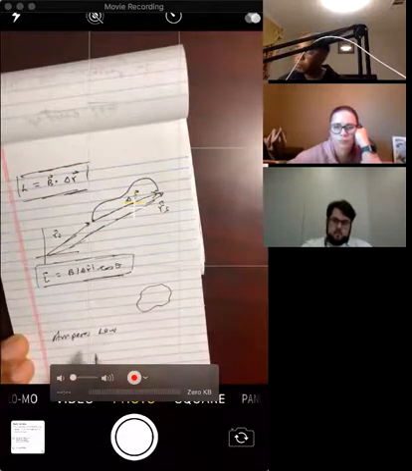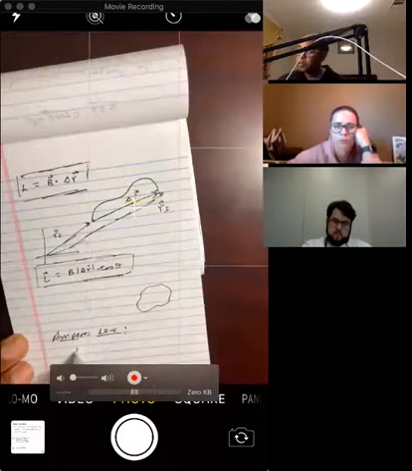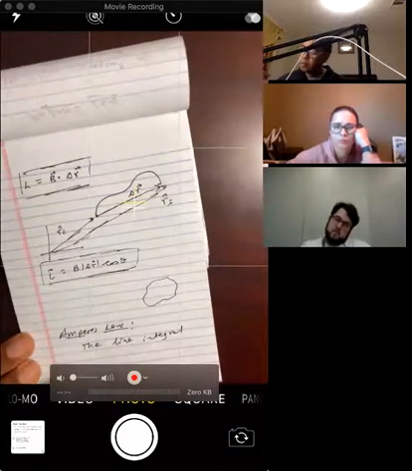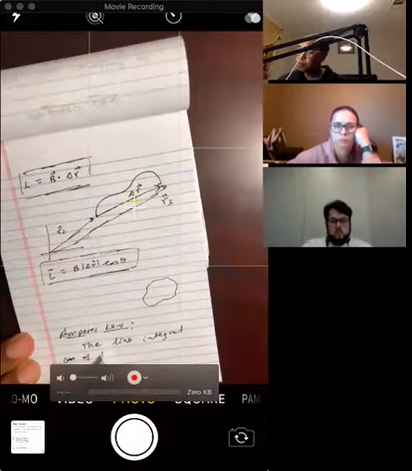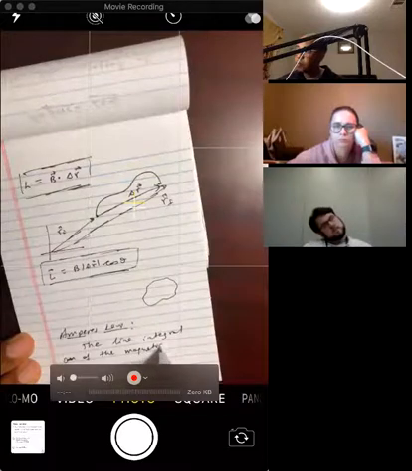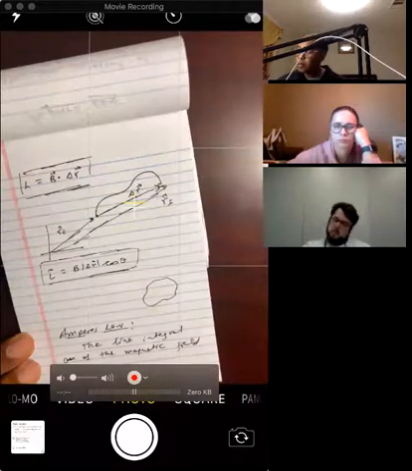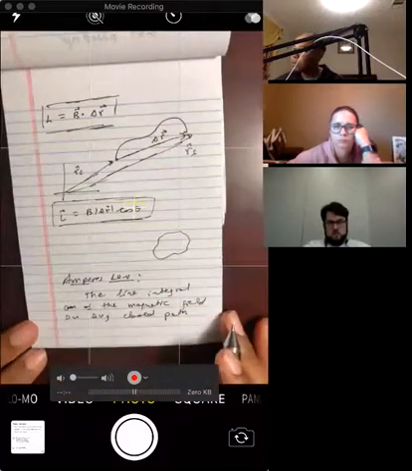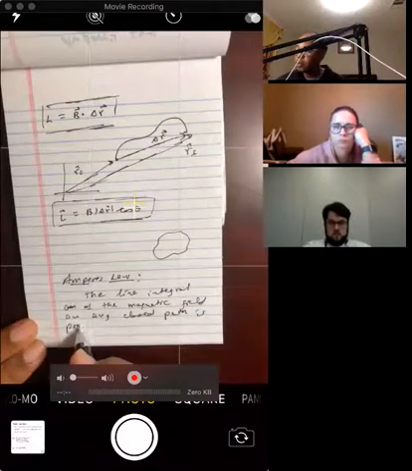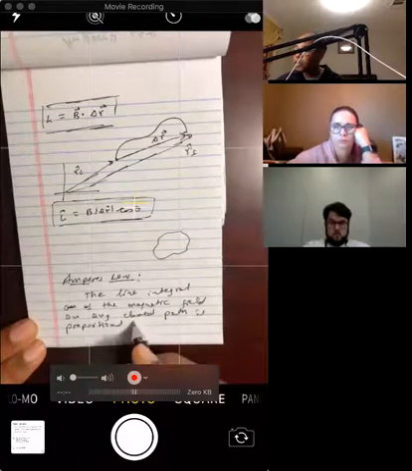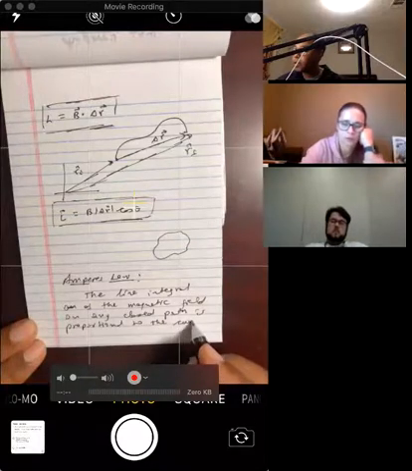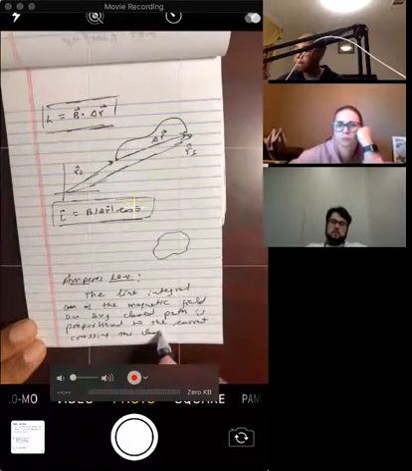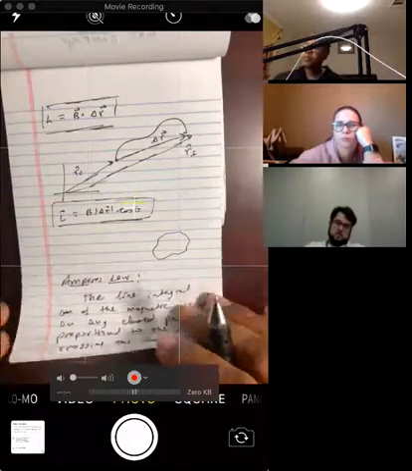Ampere's law says the line integral of the magnetic field on any closed path is proportional to the current crossing the closed path. Okay, let's try this mathematically.